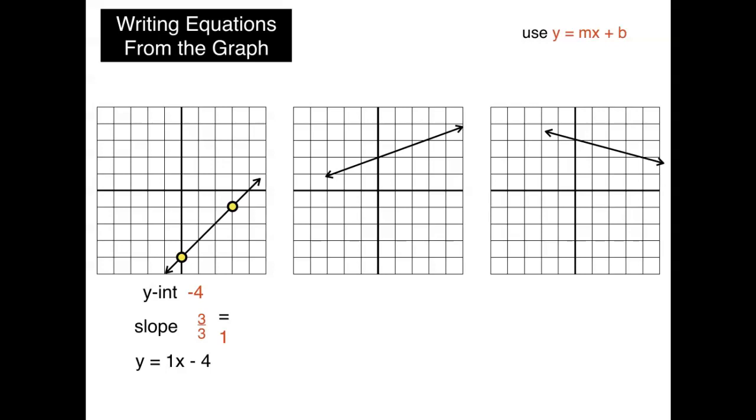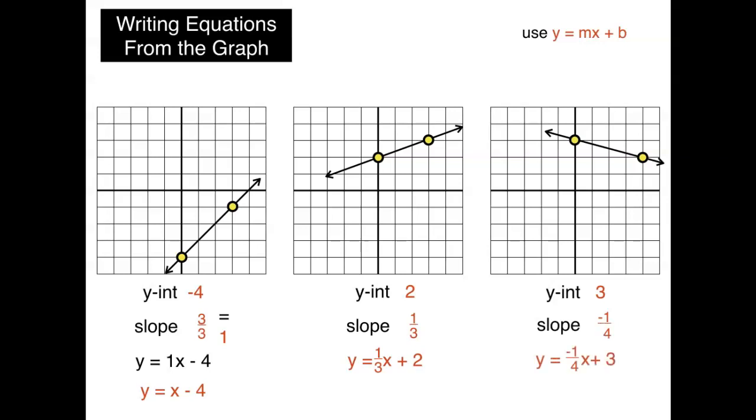Write the next 2 equations and come back to check your answers. You should have gotten a y-intercept of 2. Slope is 1/3, so your equation is y equals 1/3 x plus 2. The next one should have resulted in y equals negative 1/4 x plus 3.